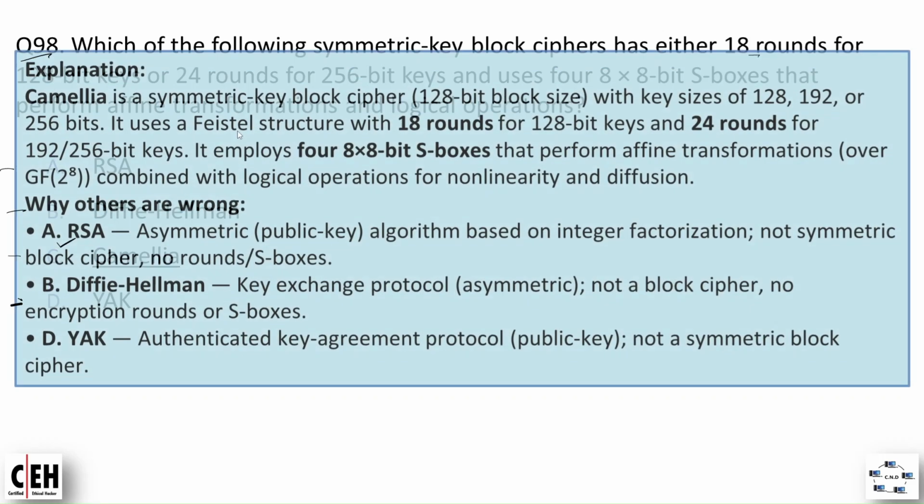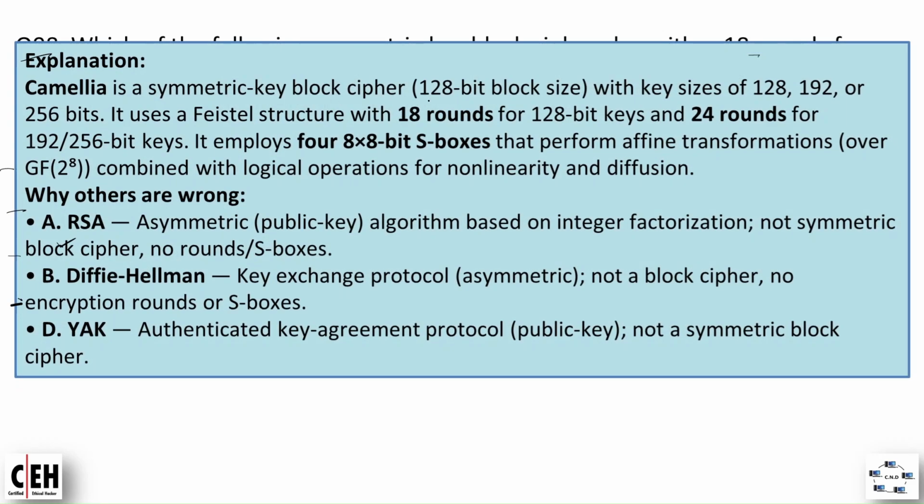And the explanation is, Camellia is a symmetric key block cipher with a 128-bit block size and key sizes of 128, 192 or 256 bits. It uses a Feistel structure with 18 rounds for 128-bit keys and 24 rounds for 192 or 256-bit keys. It employs four 8 into 8 bit S-boxes that perform affine transformation over GF(2^8), combined with logical operations for non-linearity and diffusion.